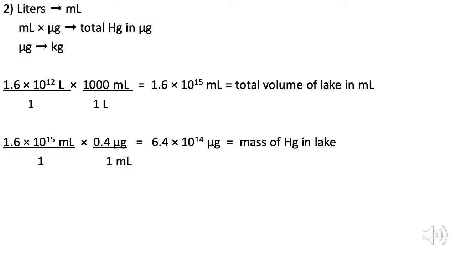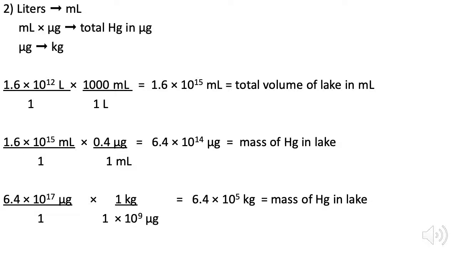Some students might stop here. They might say, okay, I've got the total mass, I'm done. But recall that we're supposed to be finding the mass in total in units of kilograms, not micrograms. So let's convert that real quick. You'll notice I just used this one big conversion factor of 1 times 10 to the 9th micrograms per kilogram. If you're not comfortable doing that, you can break it down. You can do micrograms to grams, then grams to kilograms. You should end up with the same answer though.